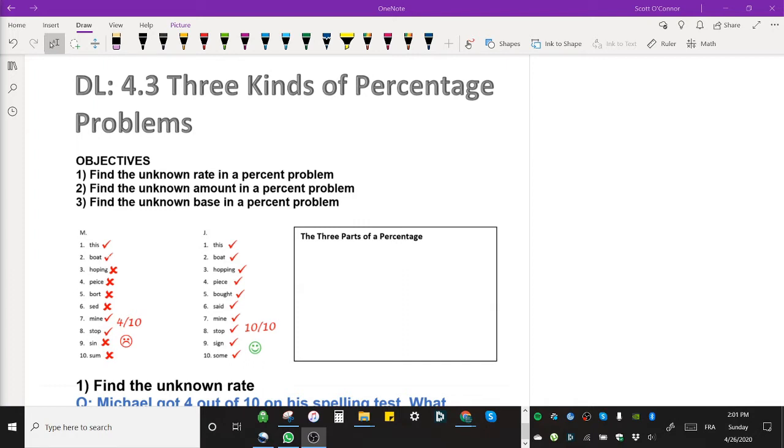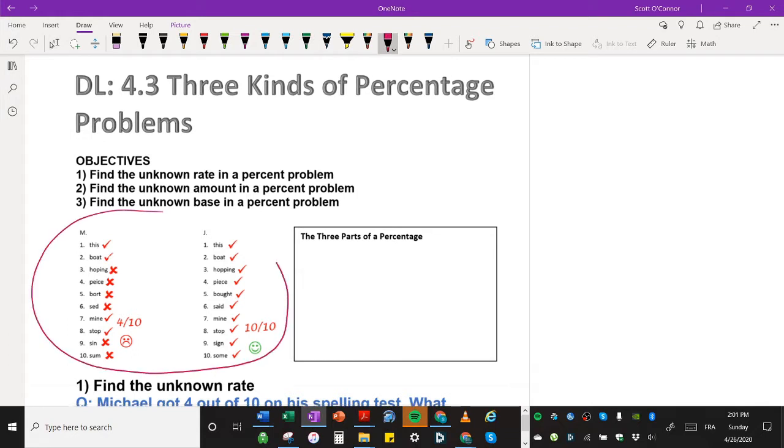So if you take a look here, you can see we have two spelling quizzes. We have Michael and let's say Julie, all right? And Michael, he didn't do quite as good as Julie. You can see he got 4 out of 10. Now I've seen many of you do this before. Could you calculate Michael's mark if you saw that he got 4 out of 10? Well, of course you could. You would do 4 divided by 10, and you would get 0.4.